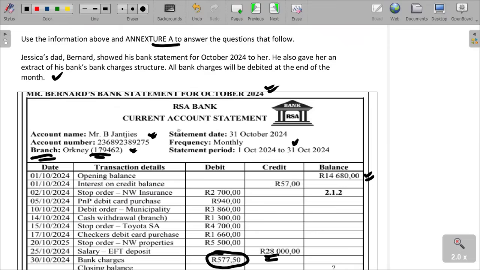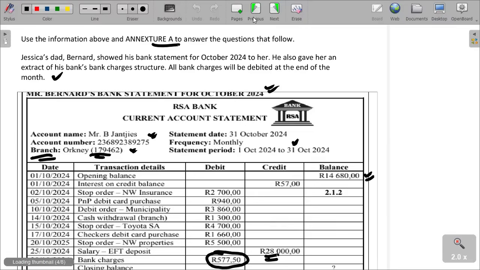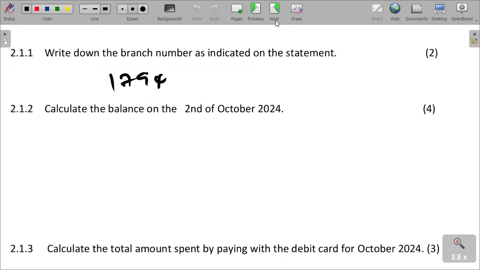179464, which is the one that is given there. The branch number is 179462. That is what is given on the statement. We just look for it and we write down the branch number as it is given there.